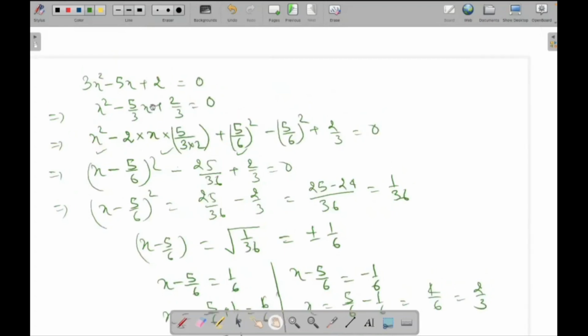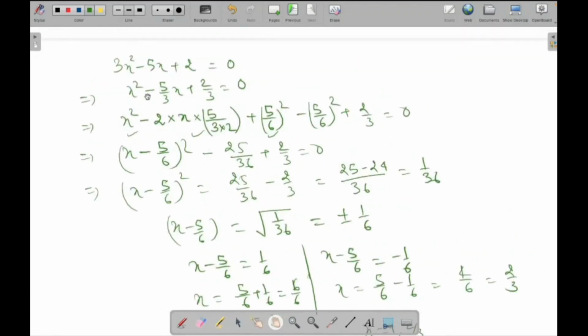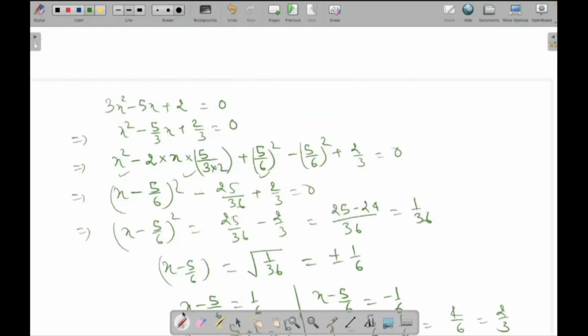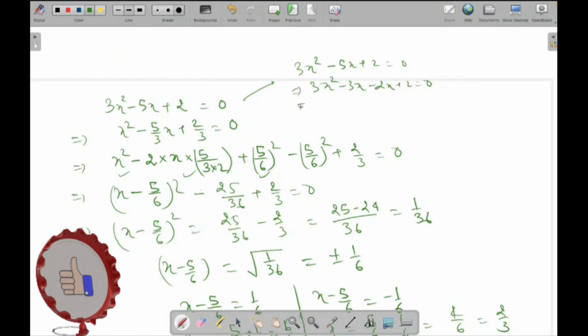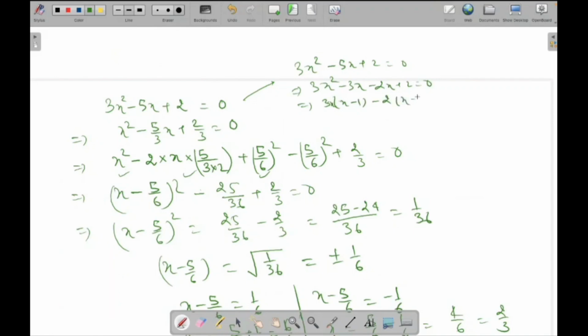I could have easily factorized it also and got the answer, but this is the method which we are learning. At times it will become easier to do as well. Here it was not. While you could have just factorized it, it would have been easier. For example, if it had been just 3x square minus 5x plus 2, you could have written it as 3x square minus 3x minus 2x plus 2 equals to 0, and this would have just become 3x and x minus 1. This would have become x minus 1, and then this would have become 3x minus 2 and x minus 1 equals to 0. So x equals to 2 by 3 and 1.